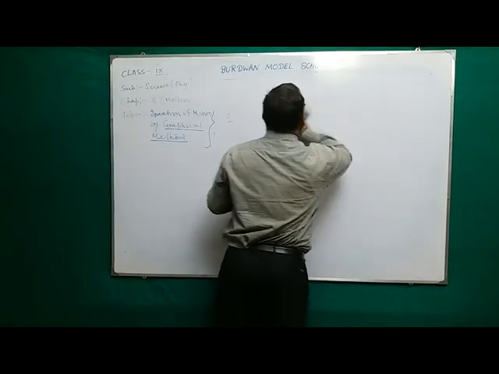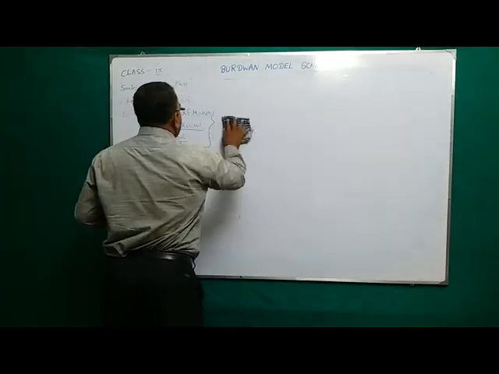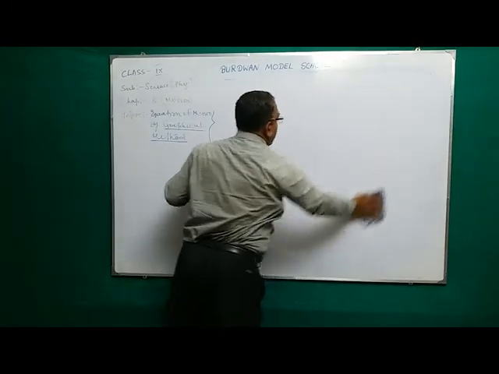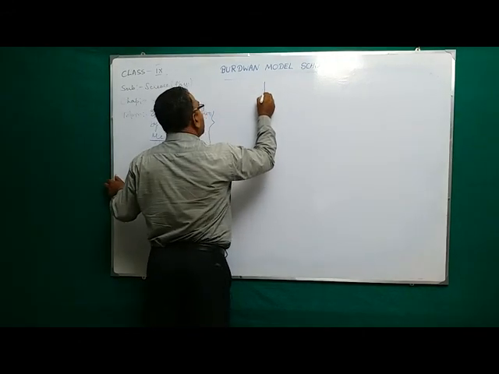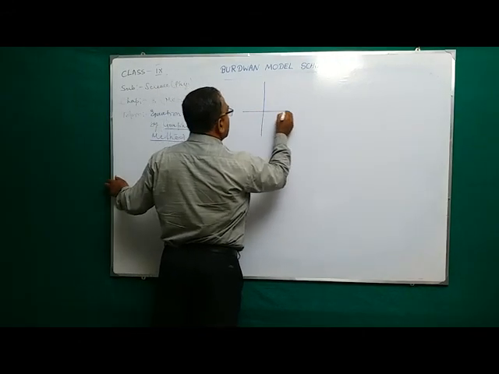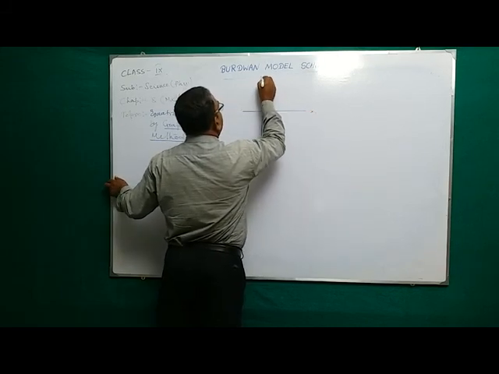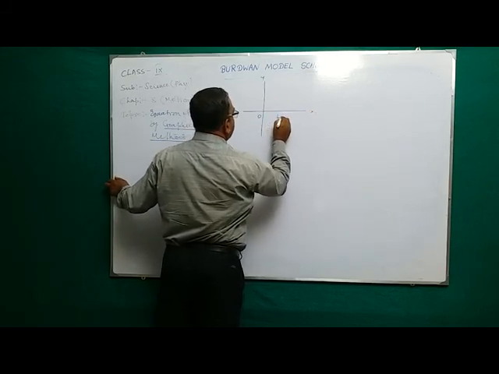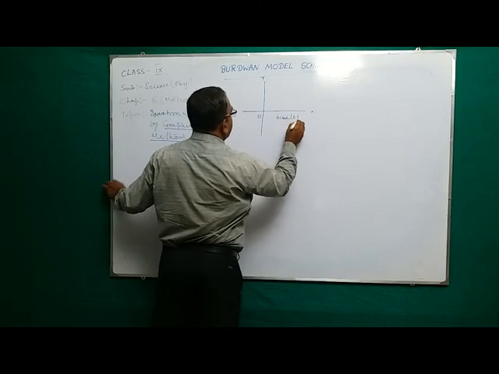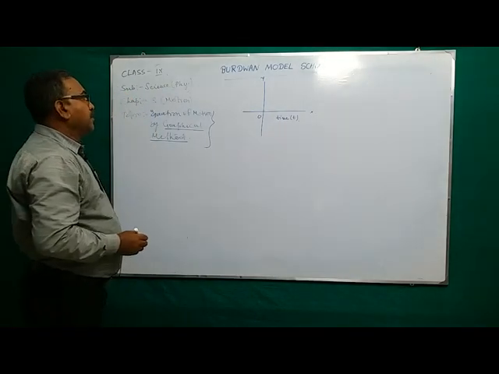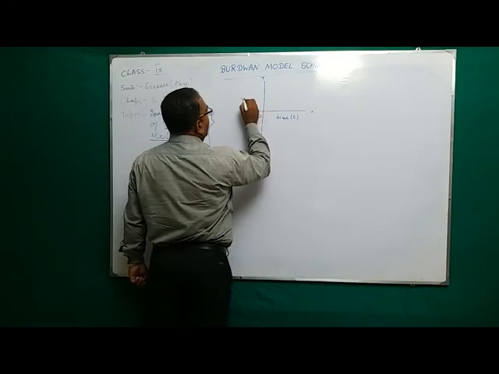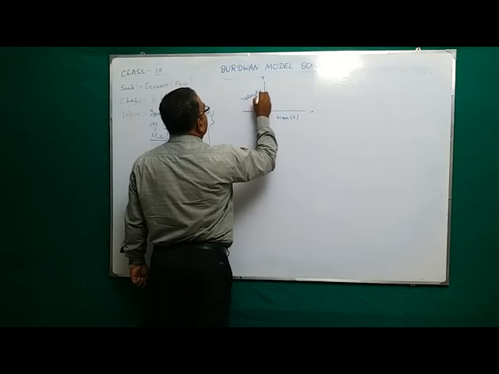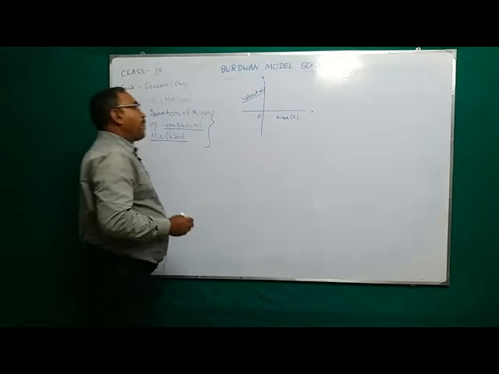you see how it will be clear. You draw the graph first. This is the time axis, and that is the velocity represented by V.